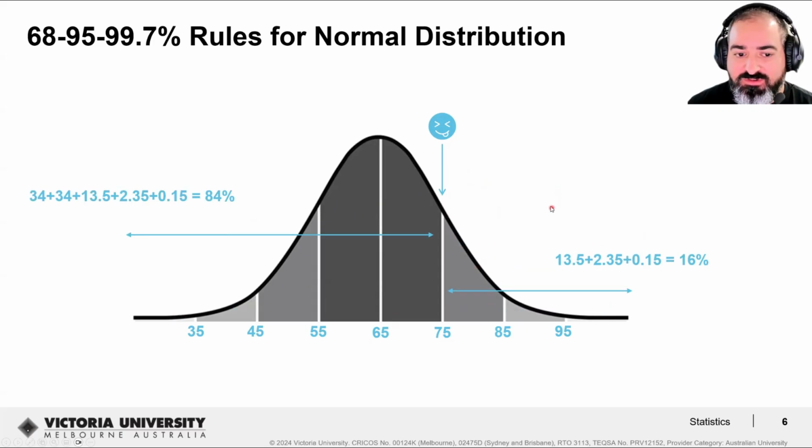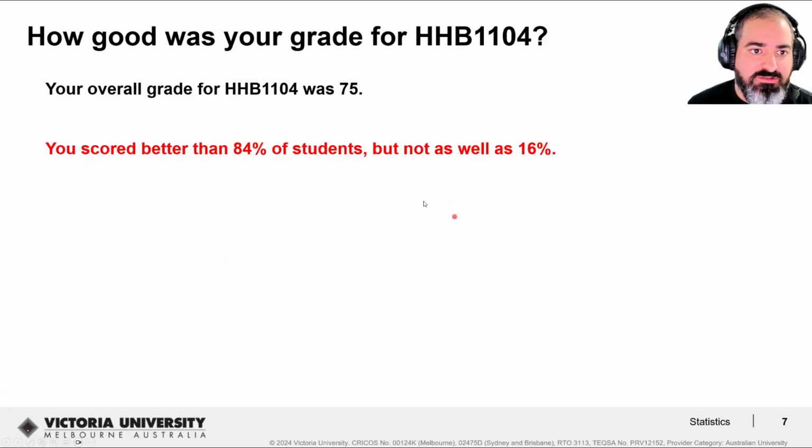So I've done that for you. So 75 is your score, and adding all these up equates to 84%, and then adding all these ones up equates to 16%. And so you now know that your grade of 75 was better than 84% of students, but not as good as 16%.